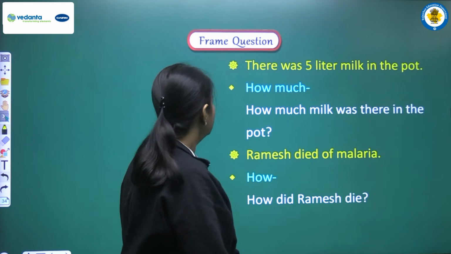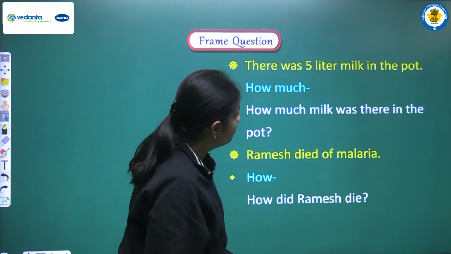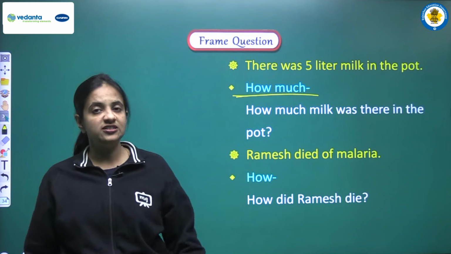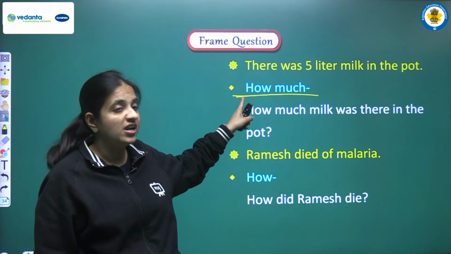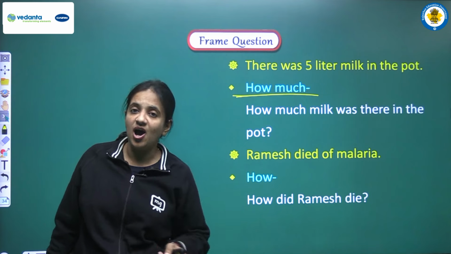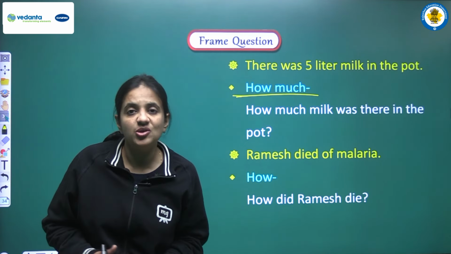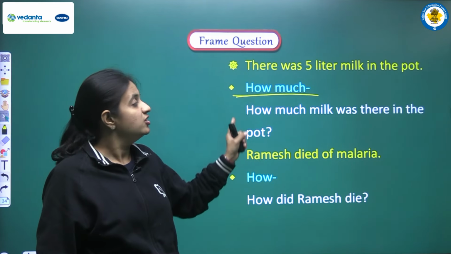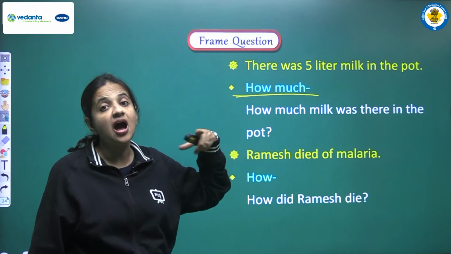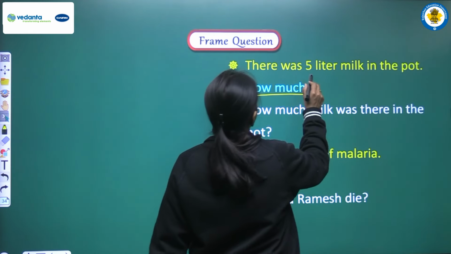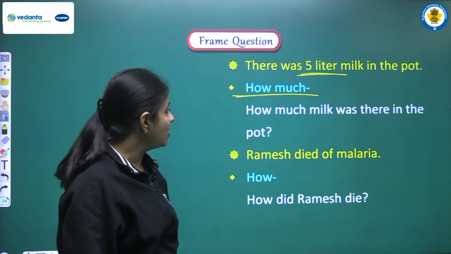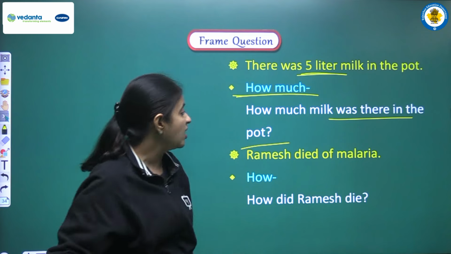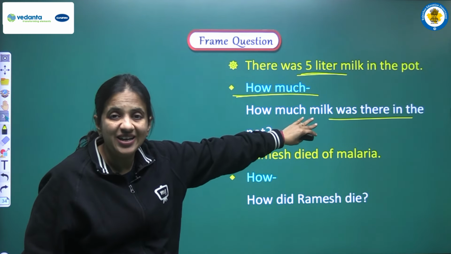Okay. Next: there was 5 liter milk in the pot, and the WH word that is given to us is how much. So students, don't get confused. Yes, in how much we are having no W here, but still how much, how many, these words are also included in the category of WH words, right? So now we have to make the question using how much. What is the answer of how much? The answer of how much is 5 liters. So let's see how we can make the question. We can make: how much milk was there in the pot? So the answer is there was 5 liter milk. Okay.